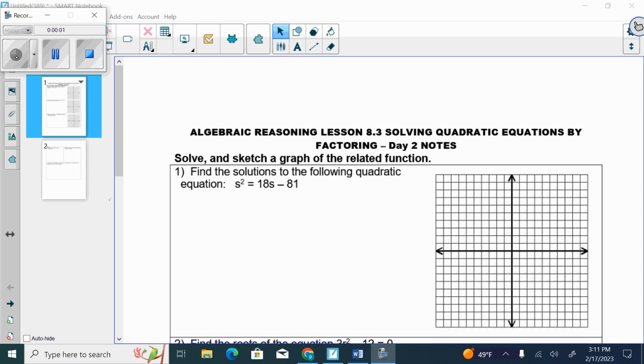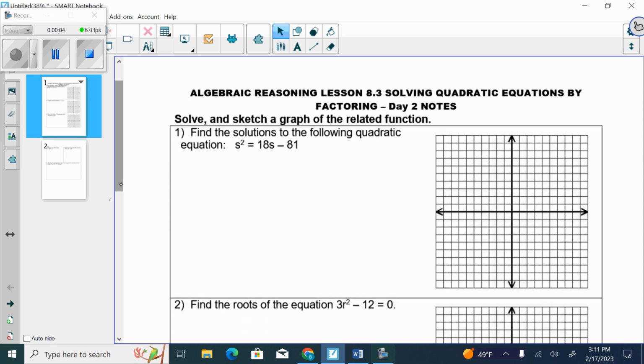Remember yesterday we said in order to factor and solve for our zeros, the first thing we had to do is make sure everything was on one side of the equal sign and it was set equal to what? Zero. Right. So right now, s squared is on the side that I want it to be on, but those other two pieces aren't. So how could I move them to the other side?